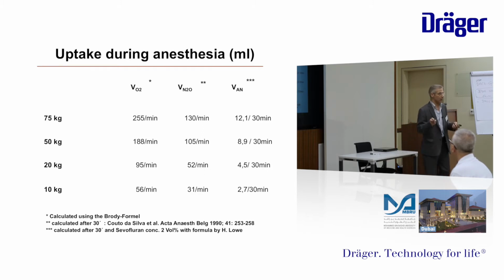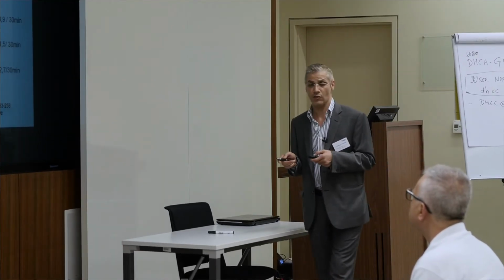This is just an example for different body weights and the uptake of oxygen, nitrous oxide, and sevoflurane with a concentration of 2% after 30 minutes. For 75 kg, the oxygen consumption will be around 250 ml per minute. The nitrous oxide after 30 minutes will be around 130, and we don't need more than 12.1 ml of sevoflurane for the patient per minute after 30 minutes of anesthesia.